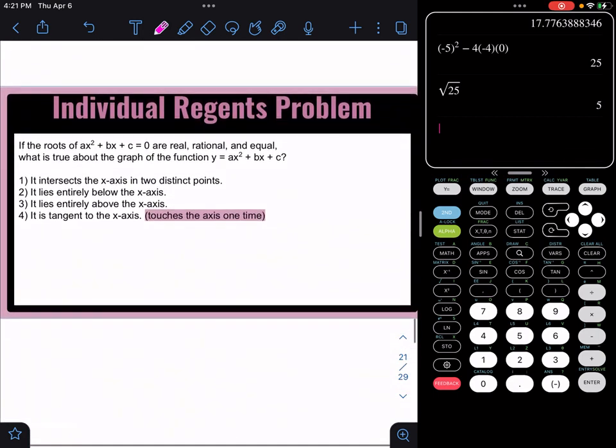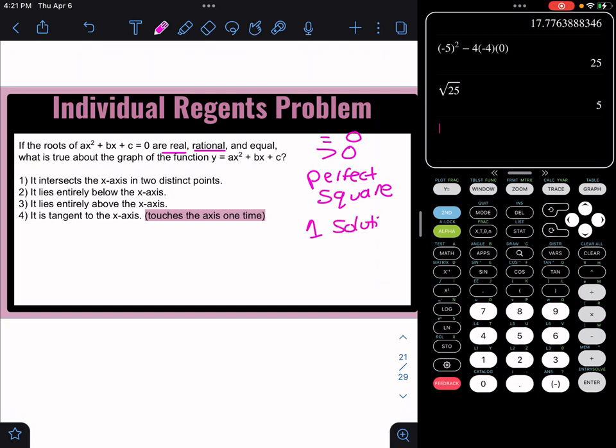Alright, if the roots of this are real, so real means the number needs to be greater than or equal to 0. Rational means it needs to be a perfect square. And if it's equal, that means there's 1 solution. And you only get 1 solution by having the number equal to 0. So let's see. It intersects at 2 points? No, because we want to have 1 answer. It lies entirely below or above? No, that would mean there's no answers. Or it's tangent, which means that it touches it once. That sounds true.